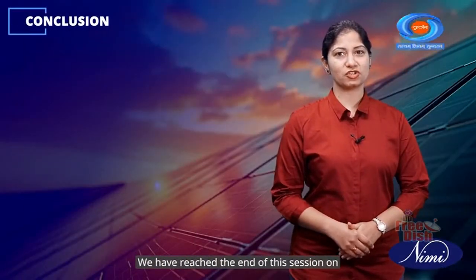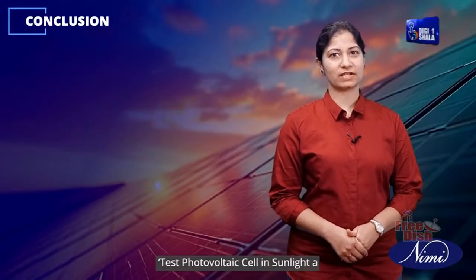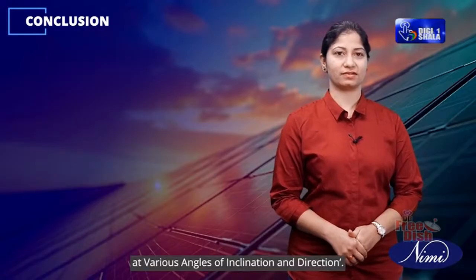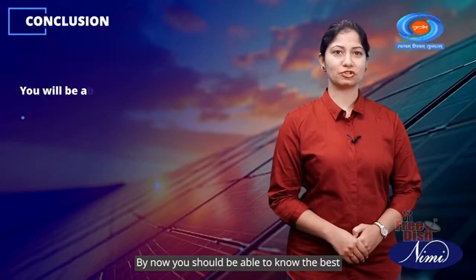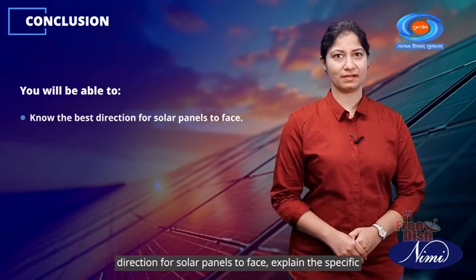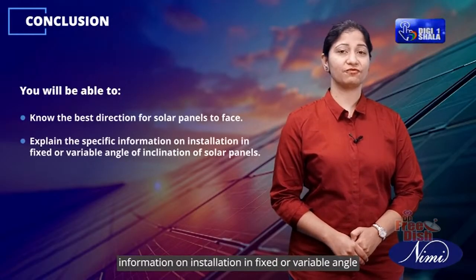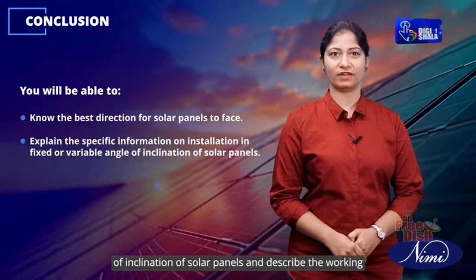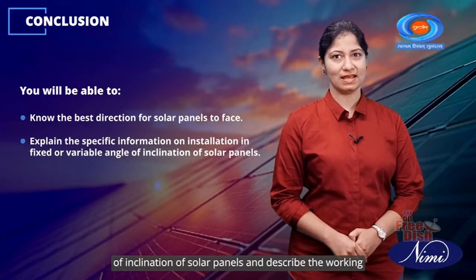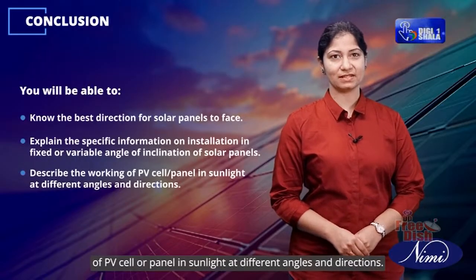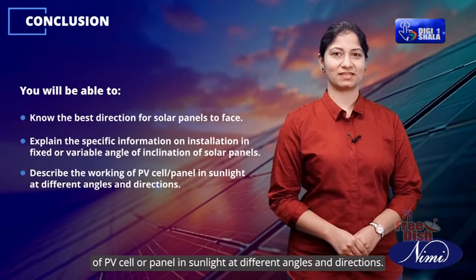We have reached the end of this session on testing a photovoltaic cell in sunlight at various angles of inclination and direction. By now, you should be able to know the best direction for solar panels to face. Explain the specific information on installation in fixed or variable angle of inclination of solar panels and describe the working of a PV cell or panel in sunlight at different angles and directions.